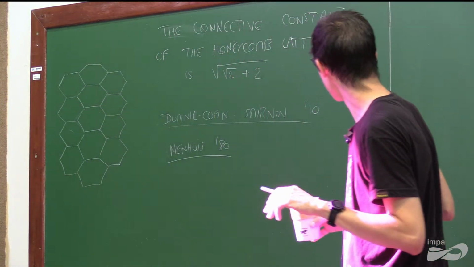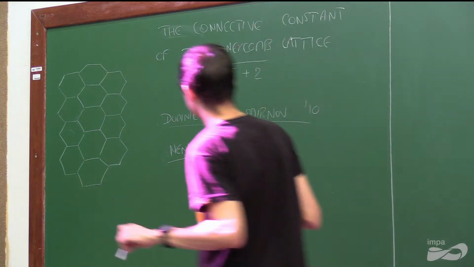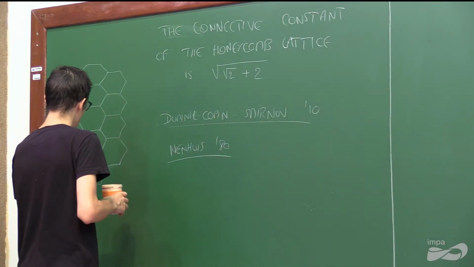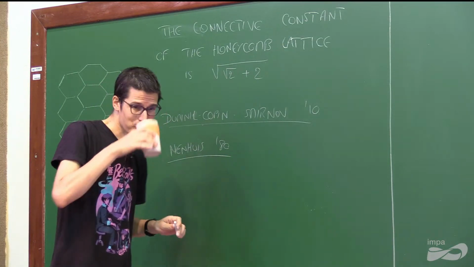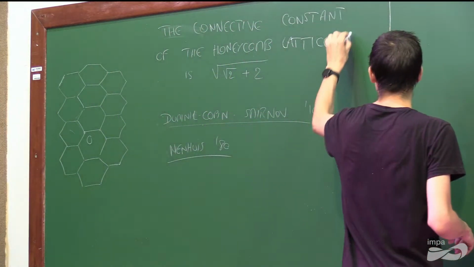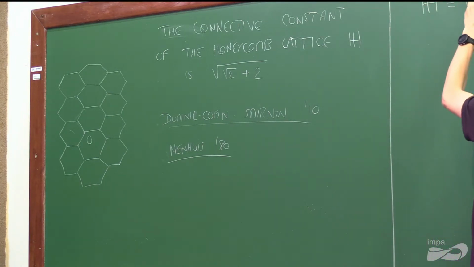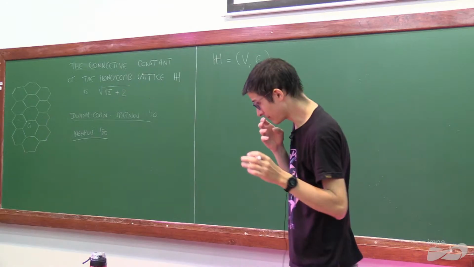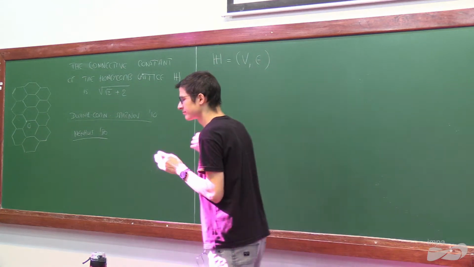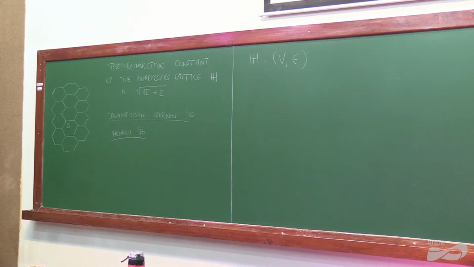So, okay, maybe I should remind you what the honeycomb lattice is and what the connective constant of the lattice is. So, the honeycomb lattice, it's a graph. Okay. We'll call it H. Okay, so it's made of a set of vertices and of a set of edges. For this class, it will be important to say that the set of vertices, it's a discrete subset of the plane. And the plane, we are going to say that the plane is really the set of complex numbers.